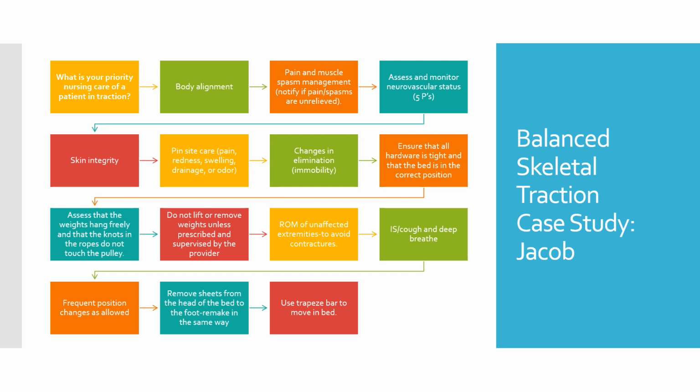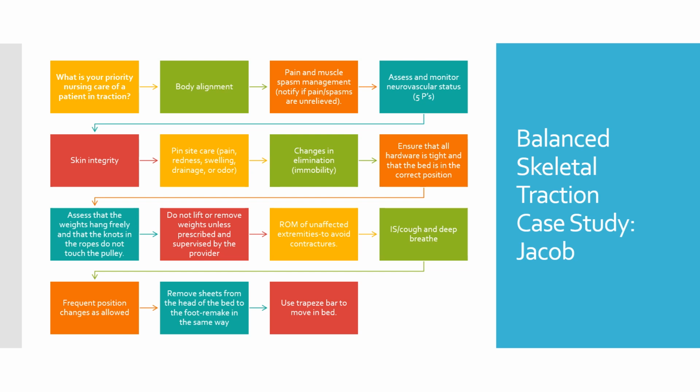Assess that the weights hang freely and that the knots in the ropes do not touch the pulley. The pulley is the little wheel in which the rope revolves around, so we need to make sure no knots get caught up in there so that it can move freely. Do not lift or remove weights unless prescribed or supervised by the provider. So we don't touch any of that.